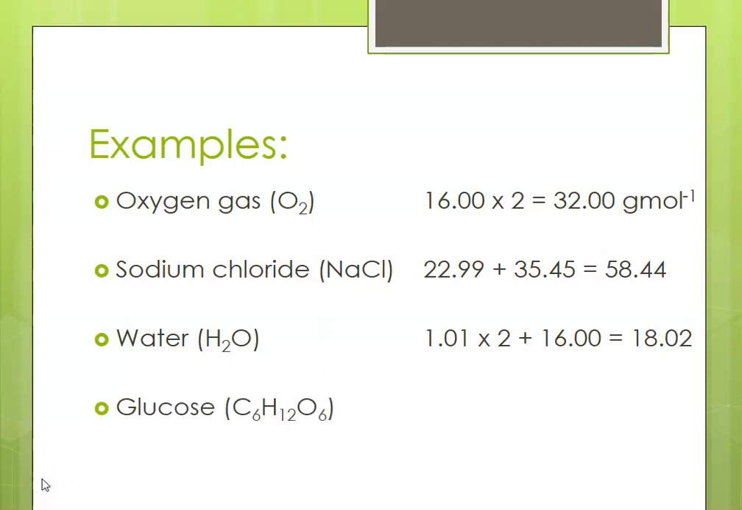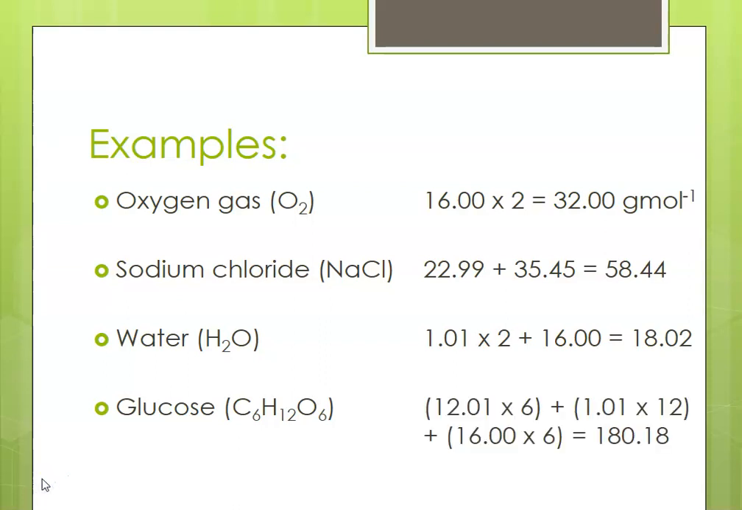We can follow exactly the same process even with much more complicated looking molecules, such as our friend glucose, which has the formula of C6H12O6. And again, we can work that out in exactly the same way. So carbon has a molar mass of 12.01 and there are 6 of them. Hydrogen has a mass of 1.01 and there are 12 of them. Oxygen has a mass of 16.00 and there are 6 of them. And we can add all that together to get 180.18 grams per mole. In other words, 1 mole of glucose will weigh over 180 grams.